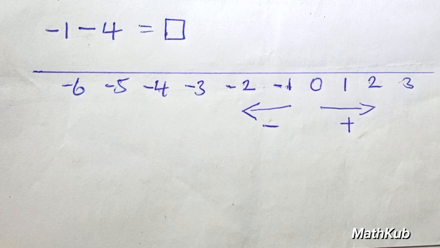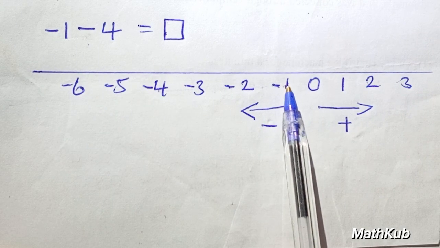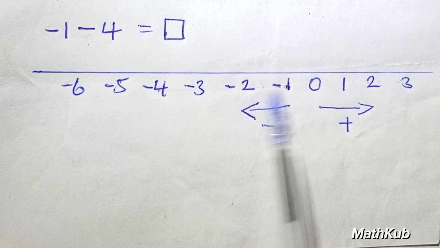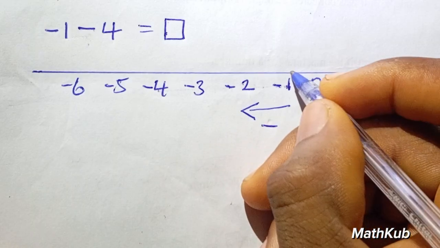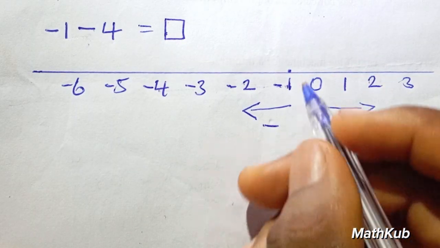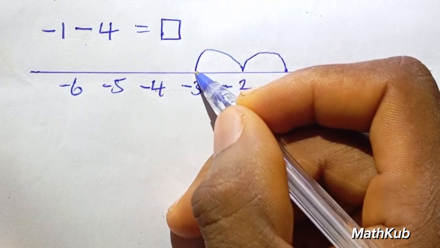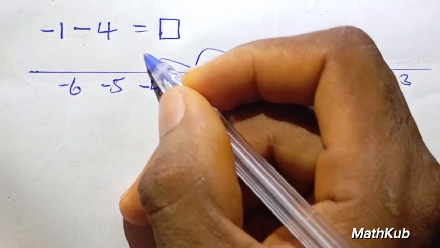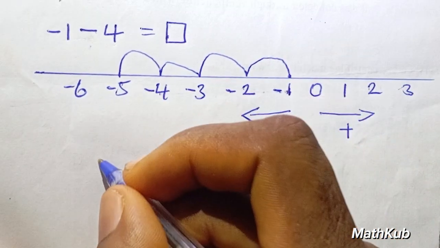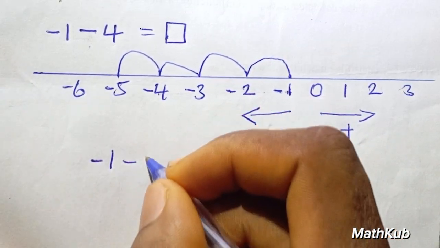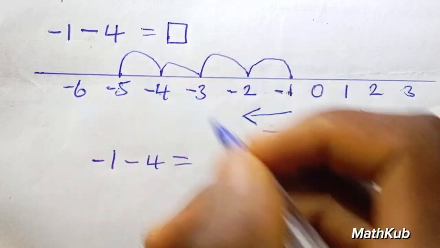So now we want to subtract. What is -1 minus 4? We are counting to the left. We start from -1 and count 4 places: 1, 2, 3, 4. What does that mean? It means that -1 minus 4 is equal to -5.